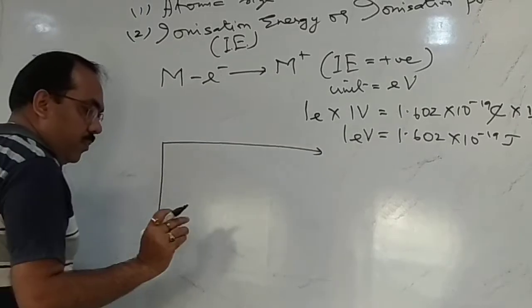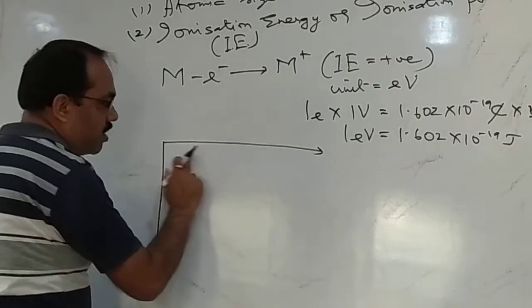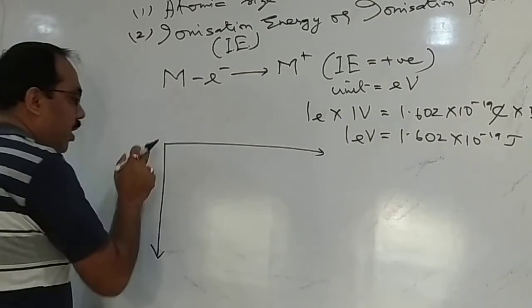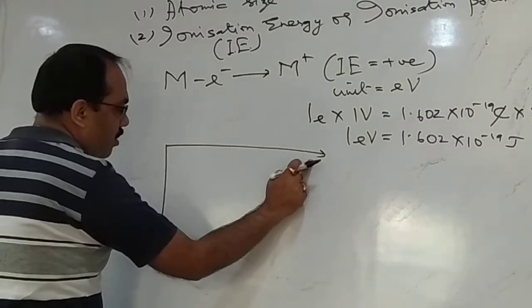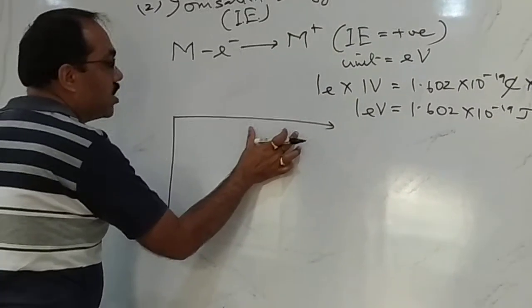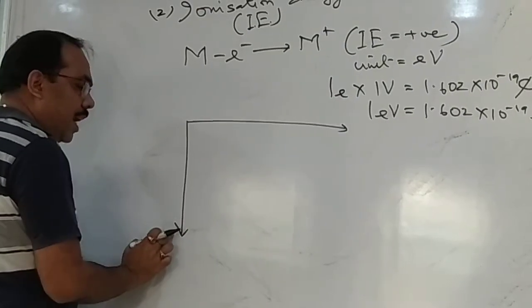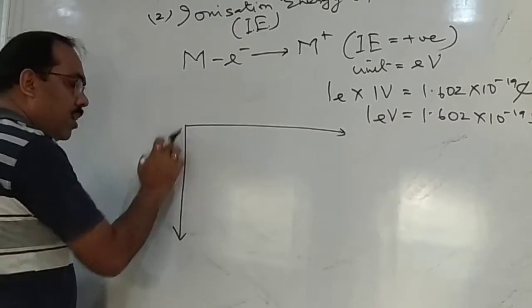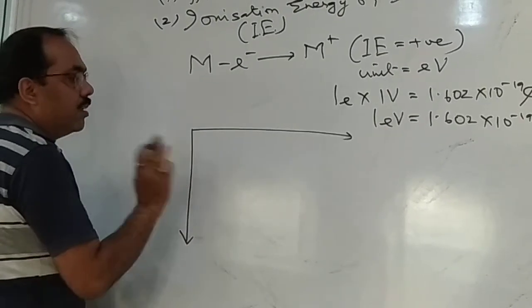Yesterday we studied that when we move across a period atomic size decreases, and when we come down the group atomic size increases. Why does atomic size decrease across a period? Because it is affected by the nuclear charge, which increases. And down the group, why does atomic size increase? Because down the group the number of shells increases. For that reason, atomic size increases.